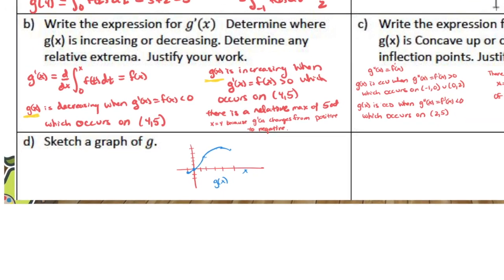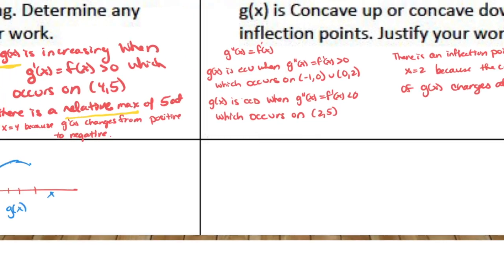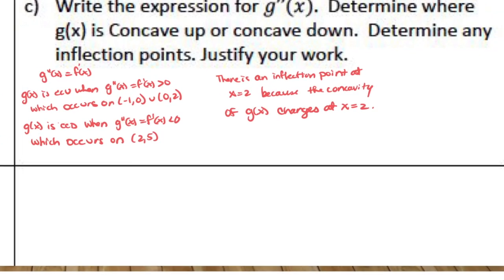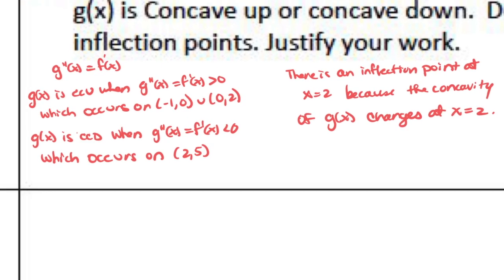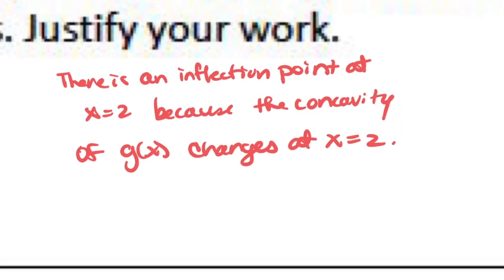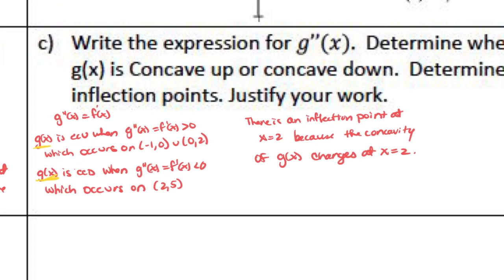Make clear statements about g of x, where g of x is increasing, where g of x is decreasing. Explain why, and make certain that you describe why there is a relative max at the value x equals 5. And also notice that when you're talking about concavity, you must make very clear statements about g of x versus g double prime of x. An inflection point can only occur when the concavity changes. So make certain that you state that the concavity has changed at x equals 2.